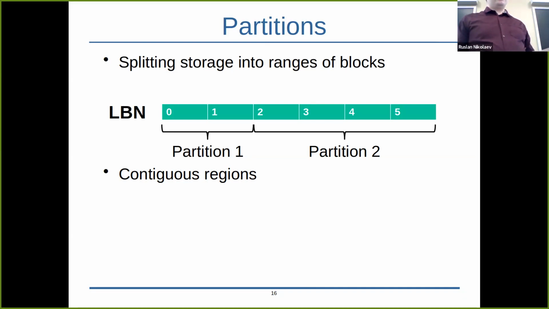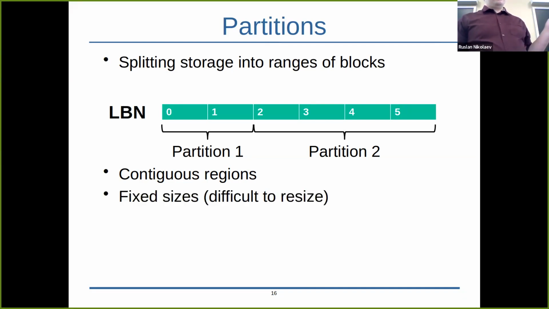Contiguous regions. One thing to keep in mind is that it's a fixed size, so it's difficult to resize. Once I created this partition, and created a file system inside that partition, how do I deal with this? If I need to increase it, well, maybe there is another file system in the second partition. If I need to shrink it, I have to move inodes, all this metadata and data that I have allocated, and that is not easy.